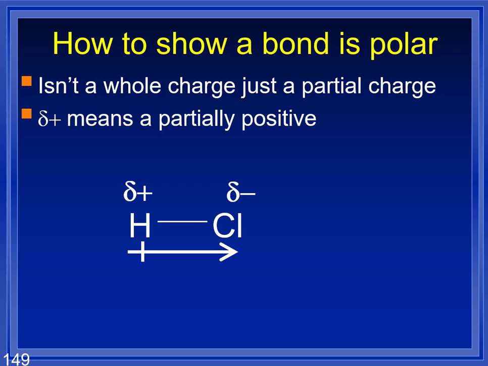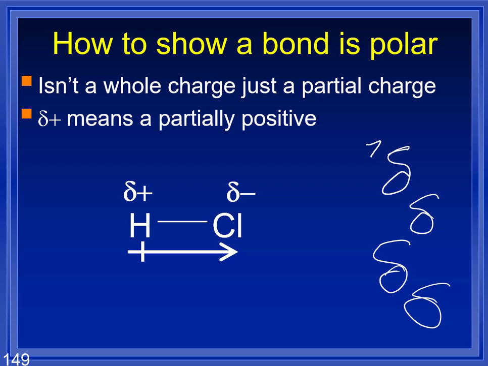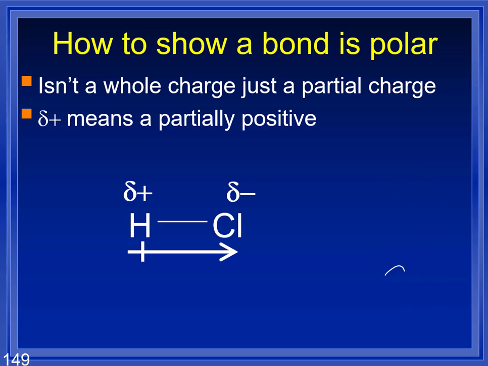It looks like an S that came up and got its own tail. So I make an S and then bring the tail up. Eventually they straightened it out and it became a delta. That's partial, so delta plus means partially positive, and delta minus means partially negative. So I've labeled HCl this way, with a delta plus and a delta minus. That's one way to label them.